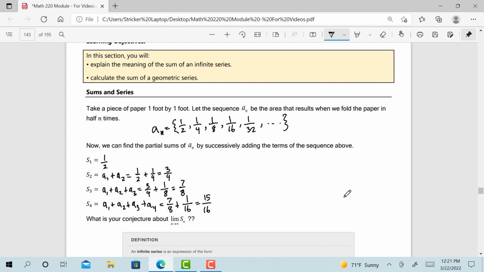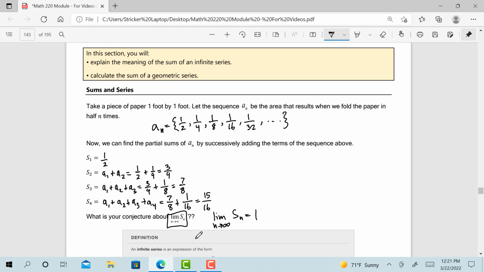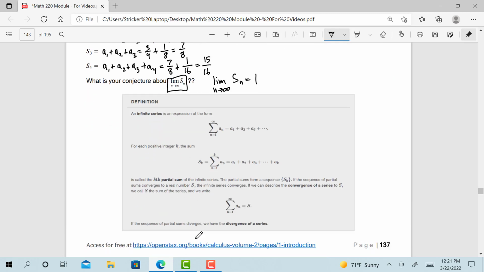So, can you make a conjecture about this limit right here? What do you think the limit is going to be as n approaches infinity of the partial sums, the nth partial sum? So what does it look like these partial sums are approaching? What value are they getting closer and closer to? And if I'm looking at it, it looks like they are approaching 1, right? So let's take now a look at this definition.